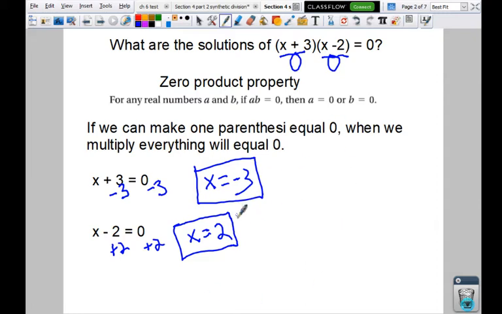A thing to keep in mind as you do this: you see how I have 2 x's up here? That means I need 2 answers. So for every x, you're going to have an answer. Keep that in mind.